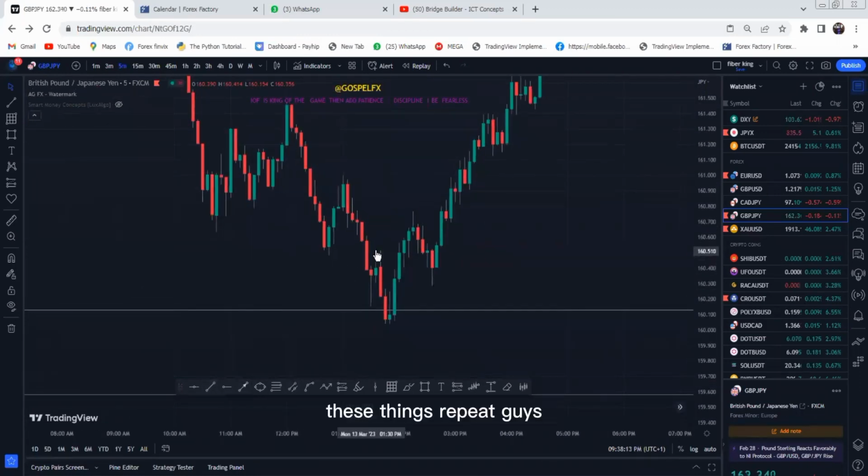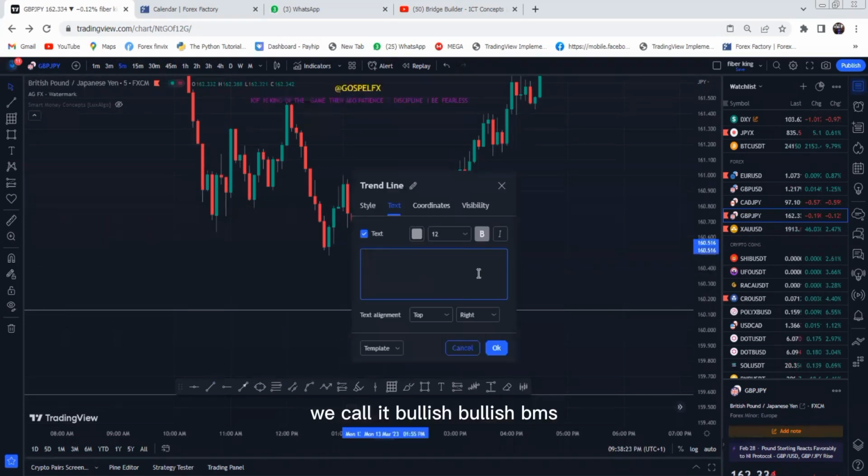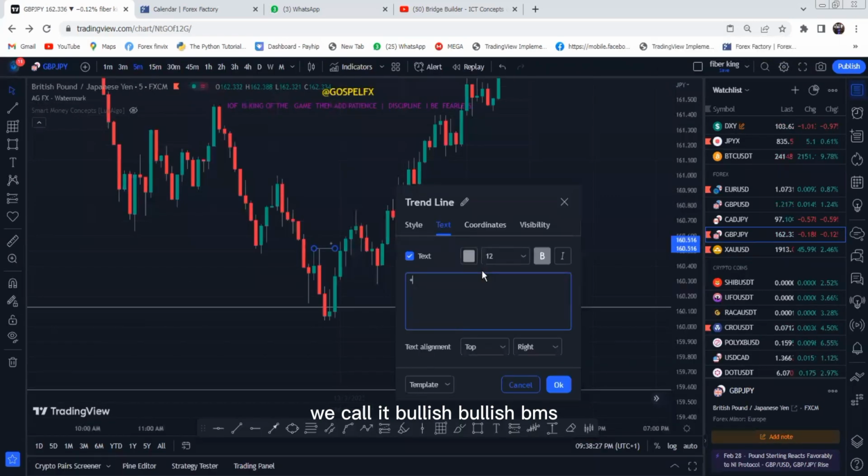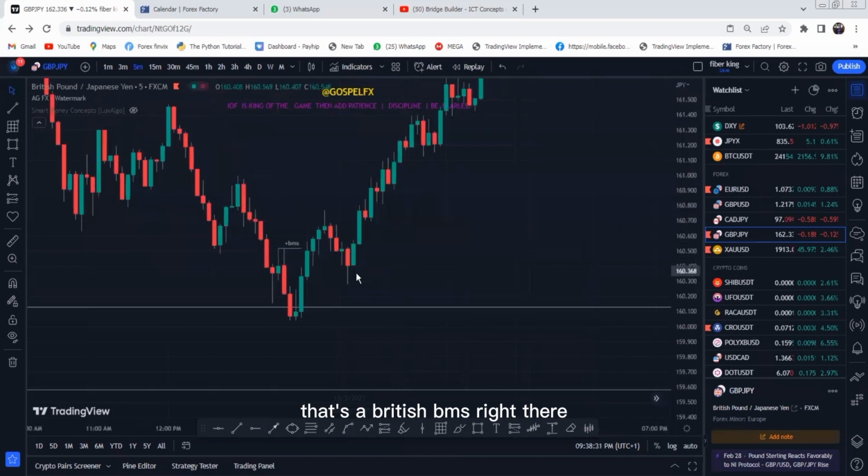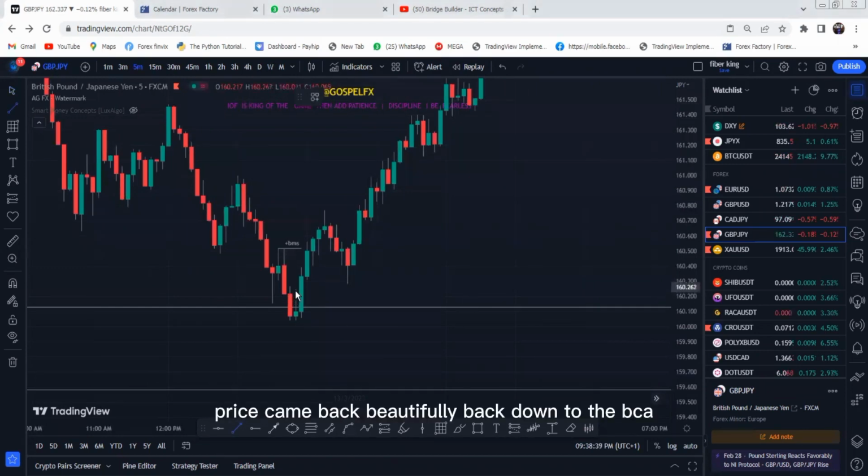These things repeat, guys. These things repeat. This is the high of this move that tapped into the fair value gap. It was taken. That's our BMS right there. We call it bullish BMS. That's our bullish BMS right there. And what happened? Price traded back down. Price came back beautifully back down to the BC here.